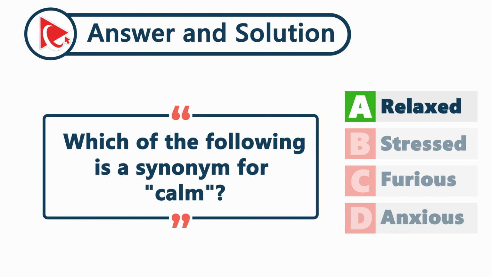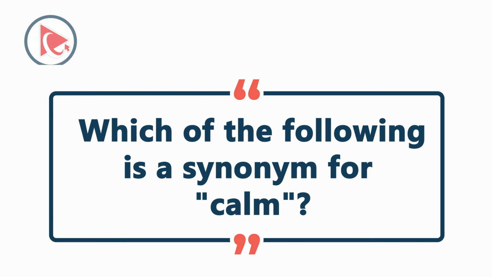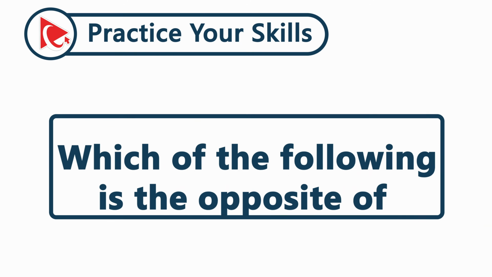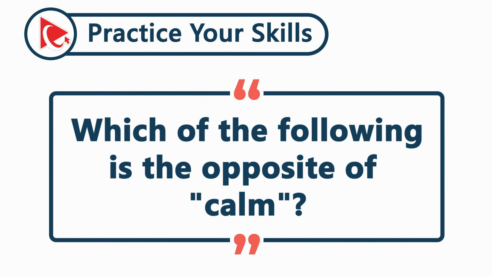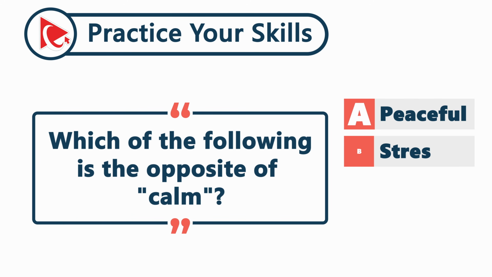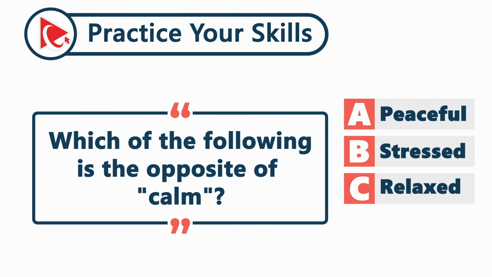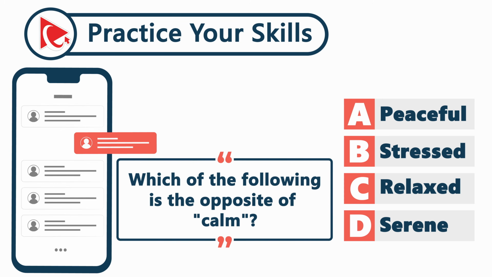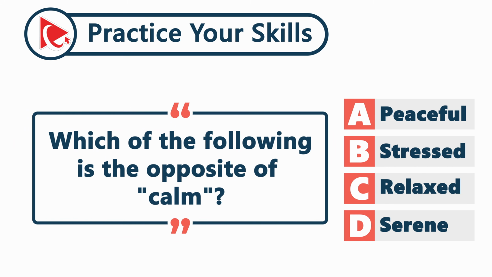But wait, we're not done here, there is more. Here's the question for you to tackle. You're presented with the simple question: which of the following is the opposite of calm? And your choices for the answers are choice A, peaceful, choice B, stressed, choice C, relaxed, and choice D, serene. After you've done selecting your answer, post it in comments and I'll provide you with my feedback. Best of luck with this exciting challenge.